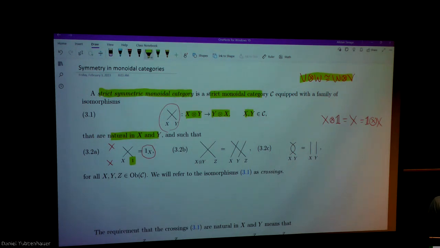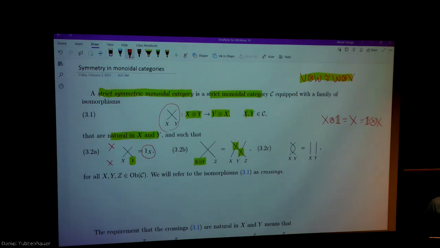Another compatibility we want is that if we have a crossing where one of the factors is a tensor product, it should be built out of the crossings for the individual factors. So here we have a crossing just where x crosses z, and the bottom one is y crossing z, and then the top one is x crossing z.